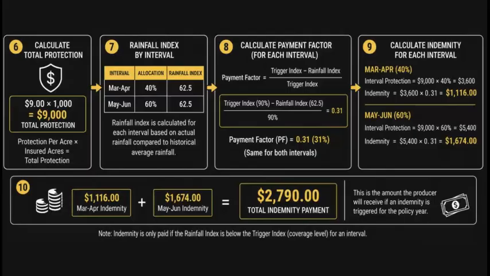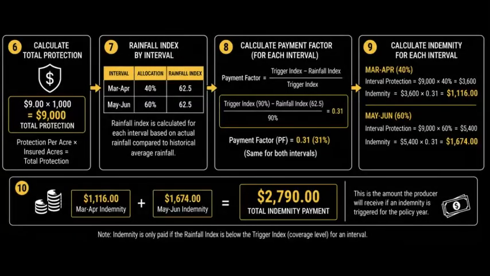Step 8 is calculating the payment factor for each interval. The payment factor is calculated by subtracting the rainfall index from the trigger index and then dividing that difference by the trigger index. So here, we take 90 minus 62.5, which gives us 27.5. We then divide 27.5 by 90. That gives us a payment factor of approximately 0.31, or 31%. Because both intervals happen to have the same rainfall index in this example, they also have the same payment factor. In an actual policy, the rainfall index can be different for each interval, which means each interval may have a different payment factor. Now, we can calculate the indemnity for each interval.